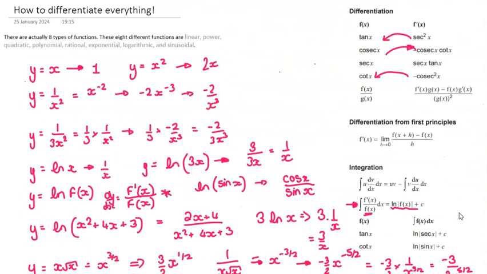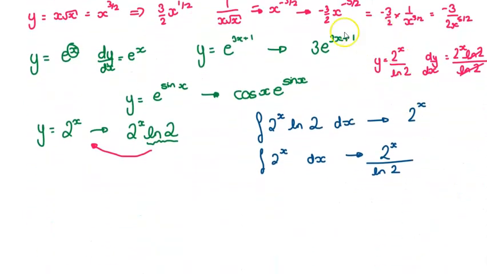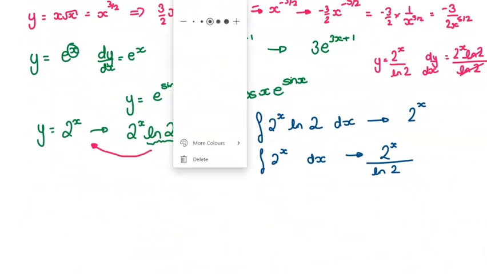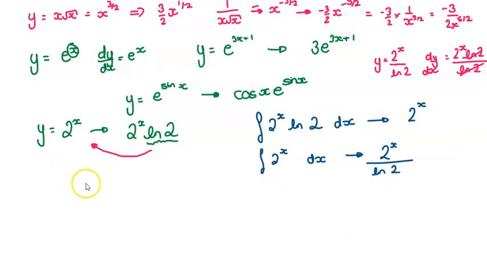Okay, so that's what we're doing here. Linear, power, rational, done that. Exponential, done that. Logarithmic, we've done that. And sinusoidal. So let's have a quick look at the trig functions. Sine x goes to cos x and so on. And we know we've got the wheel of differentiation. Sine x goes to cos x goes to minus sine x, and that goes to minus cos x, and then we're back to sine x again.